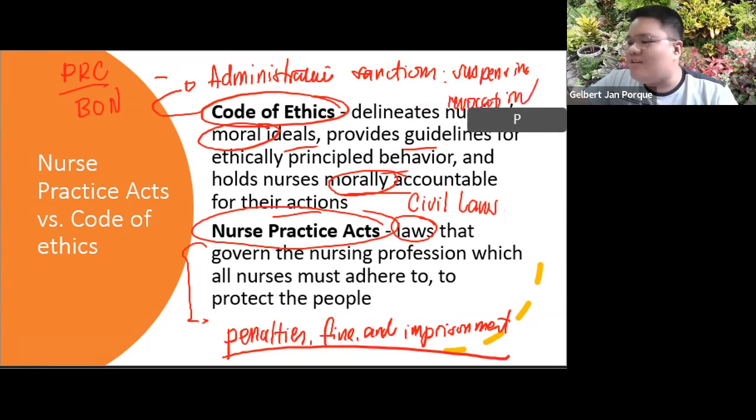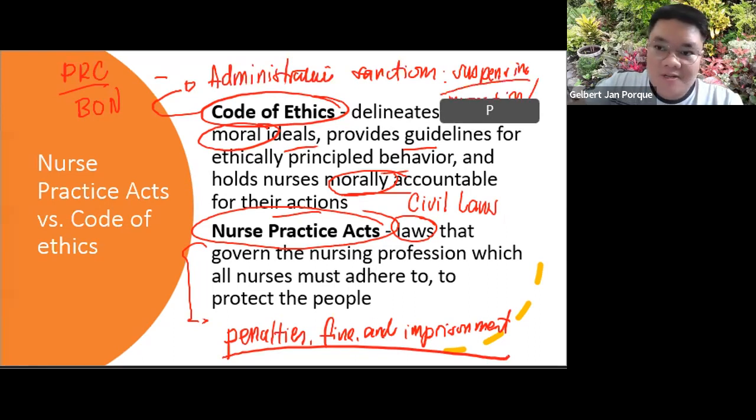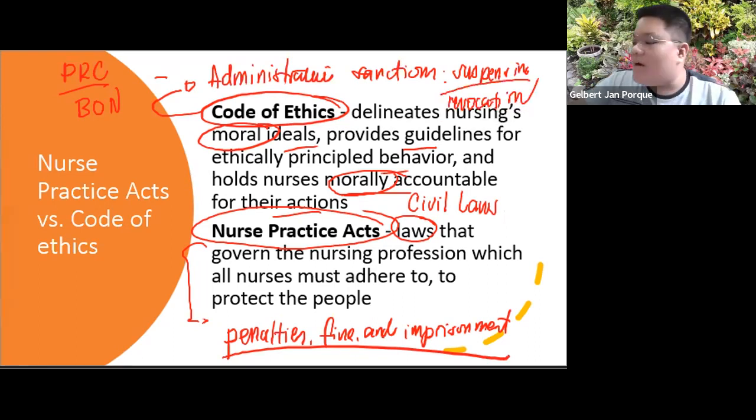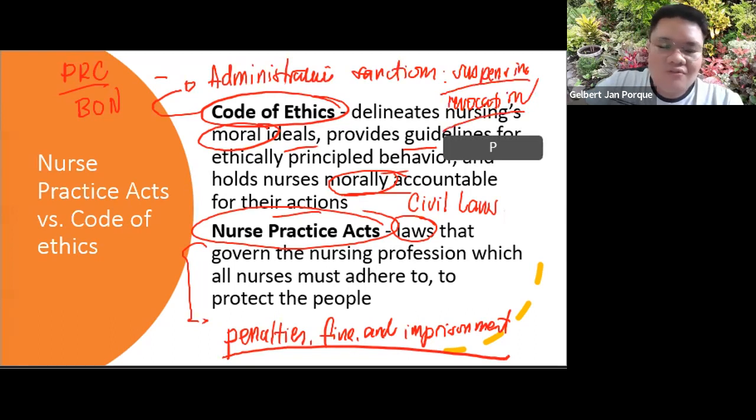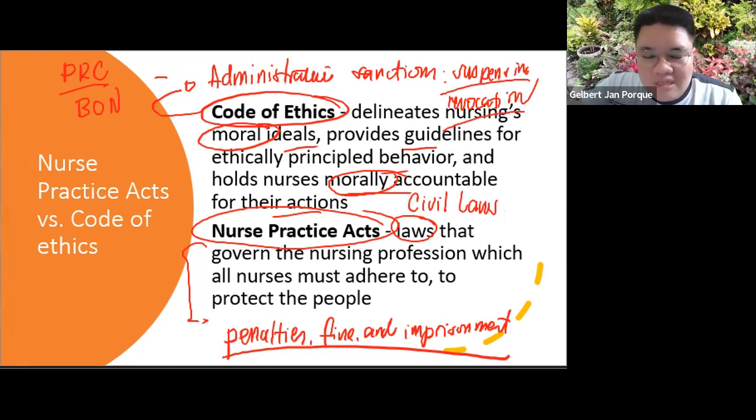When I say suspension, temporarily, you could not practice nursing. Okay? When I say, class, revocation, forever, you would not be able to practice nursing as a profession here in the Philippines. And that's how we deal with it.